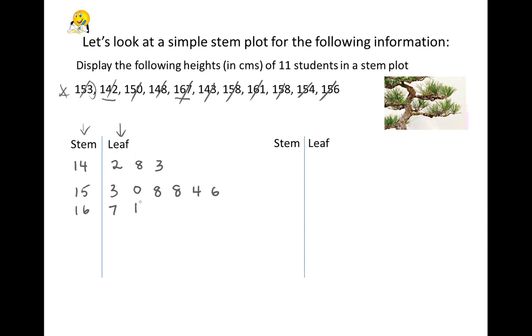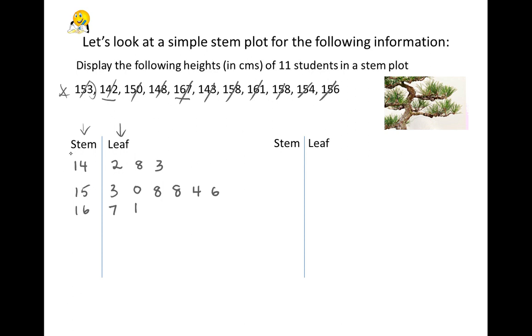I should do a quick count up. I should have 11 leaves here because there are 11 pieces of data. 1, 2, 3, 4, 5, 6, 7, 8, 9, 10, 11. So that's good. Now, there's only one problem with this stem and leaf plot that I have created here.